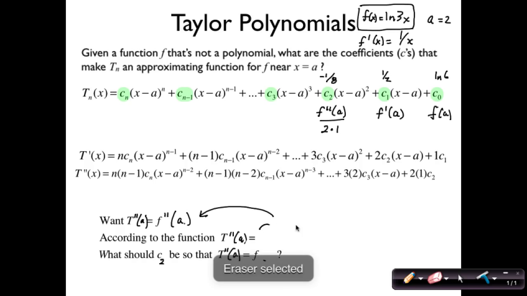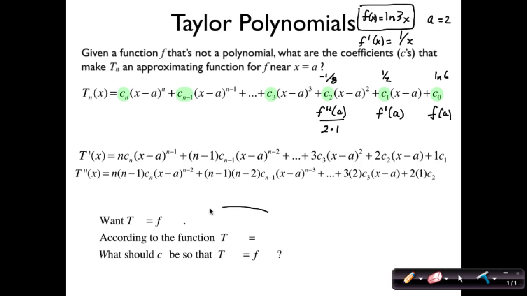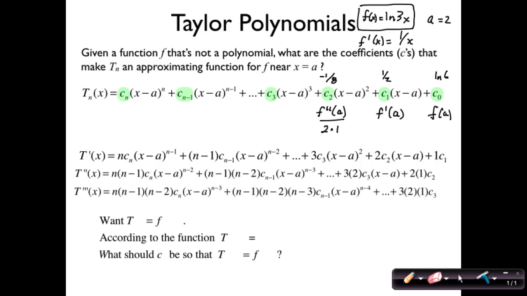Next one. We'll do one more, and then we'll have the pattern, and then we can just write the general term. One more derivative, third derivative. Third derivative is this. So again, we're just bringing the power down, reducing the power by 1 for every term. And so this is going to help us with the third derivative. So we want the third derivative at a to be.